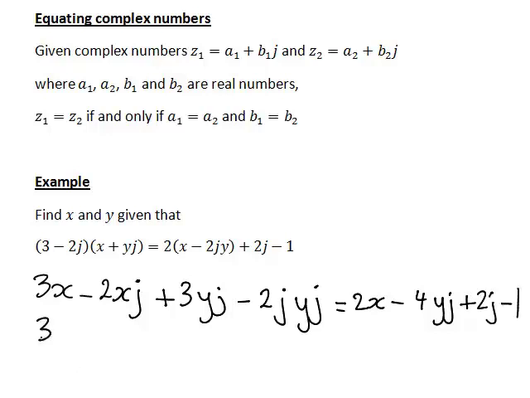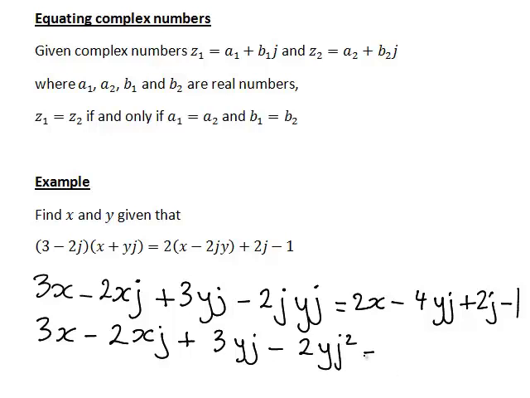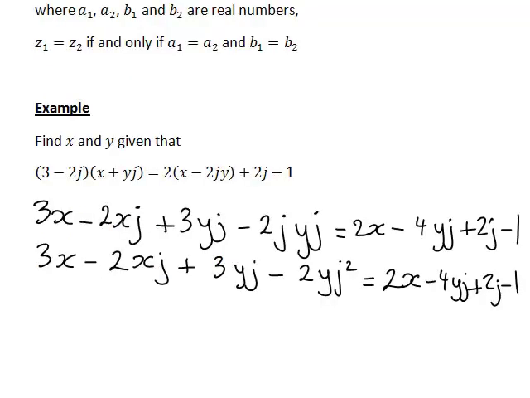So how can we simplify this? Well, we have 3x minus 2xj plus 3yj minus 2 times y times j, which is 2yj squared. And on the right, 2x minus 4yj plus 2j minus 1. Not much else we can do with that just yet. So the part to focus on here is j squared. We said that the way j is defined is so that j squared equals negative 1.